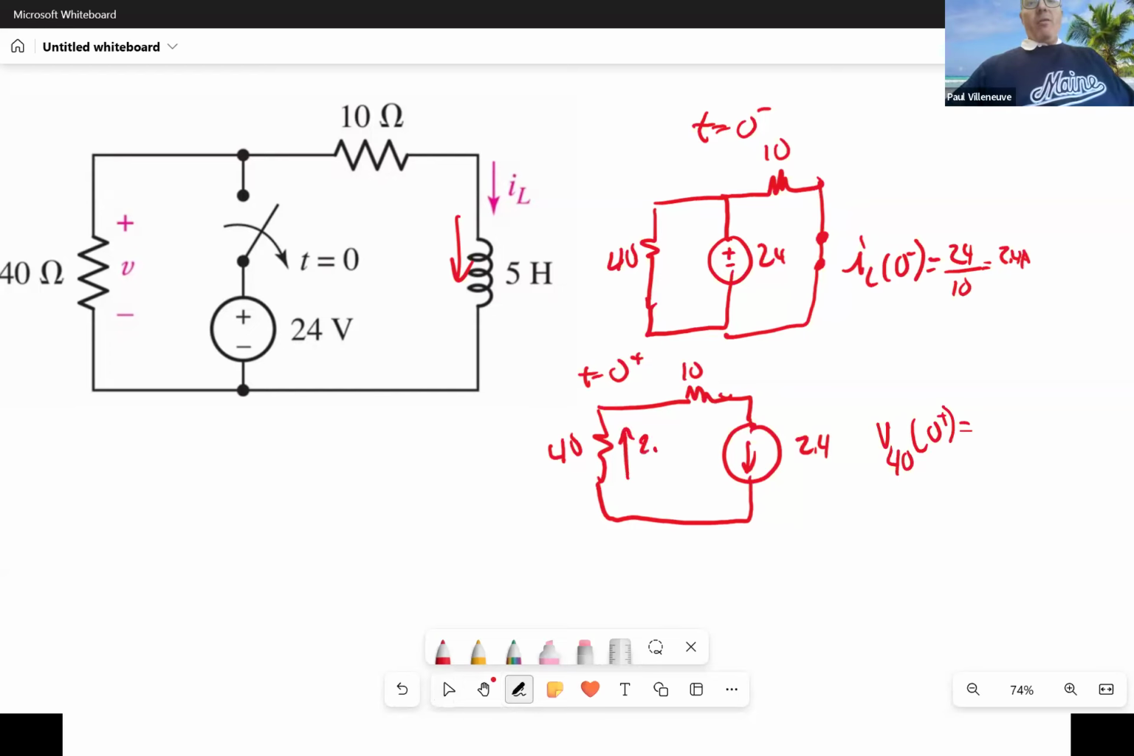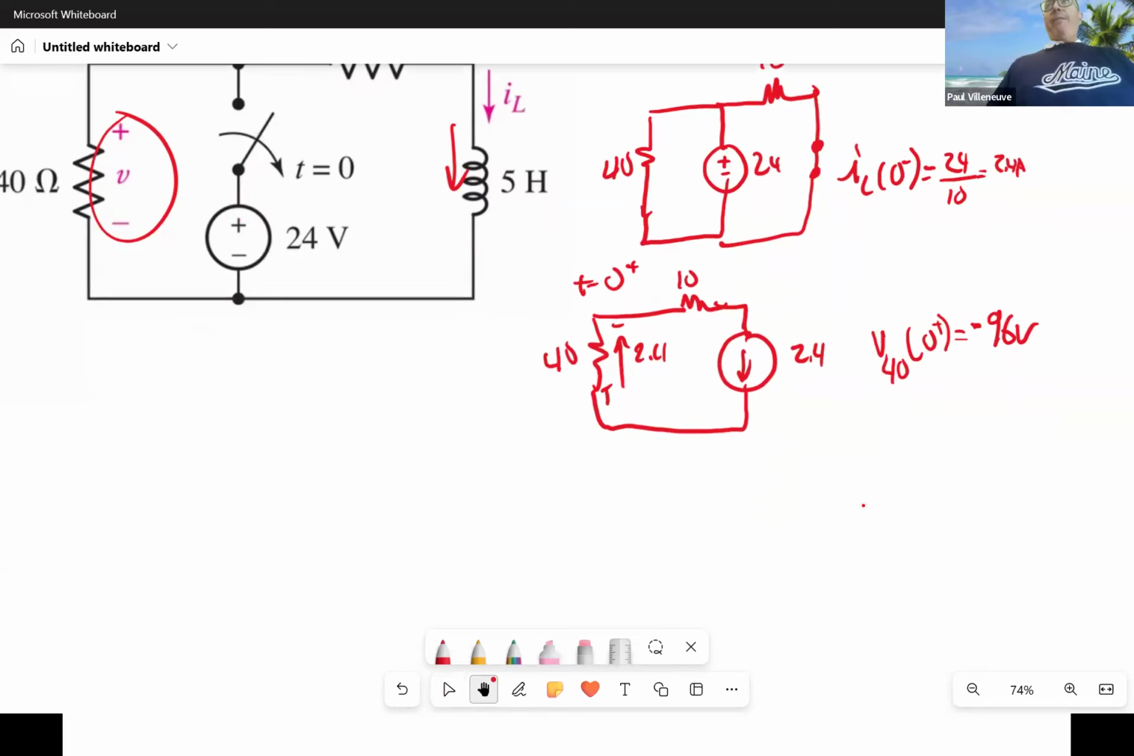Isn't 2.4 going that way? So that is a plus to minus drop in that direction. And since I'm looking for that voltage there, which has the opposite polarity, that's going to be equal to negative 40 times 2.4, which is 96 volts. Is that correct? I believe it's negative 96. 40 times 2.4, I think, is 96. You can check me if I'm correct, but I think it's correct. That's correct? Okay.